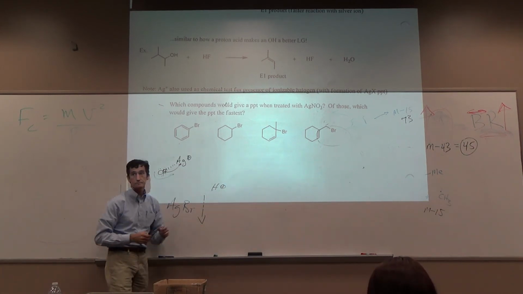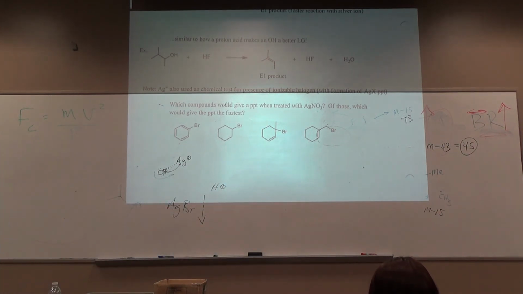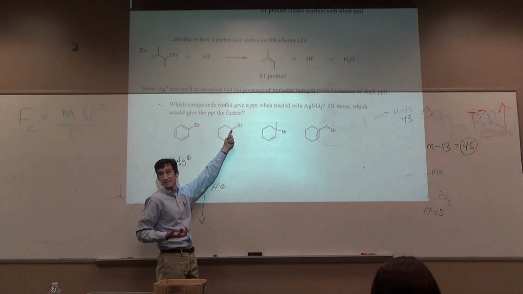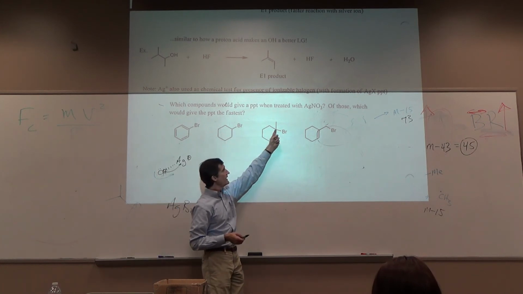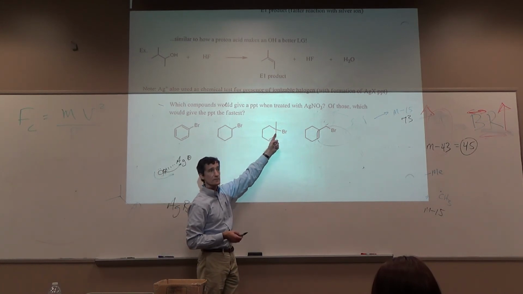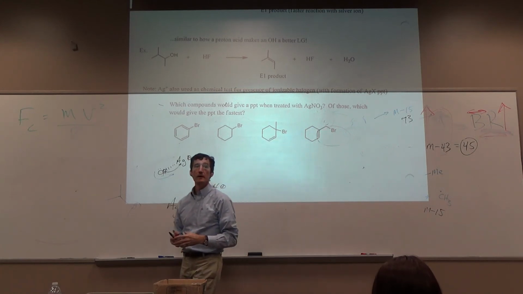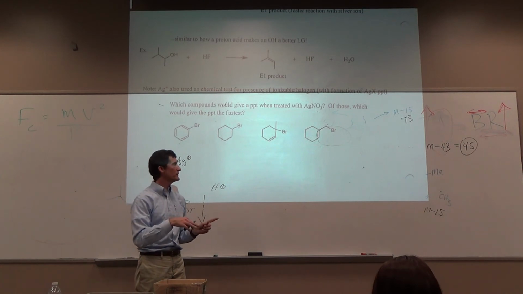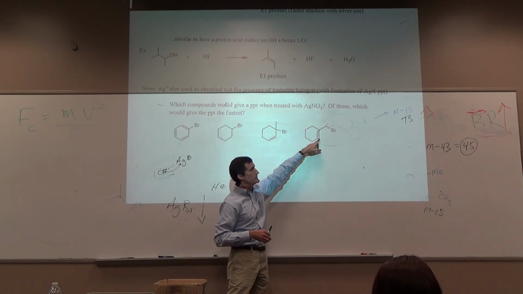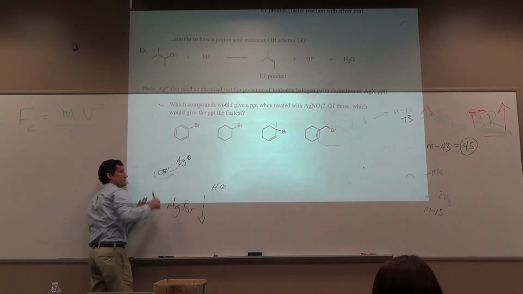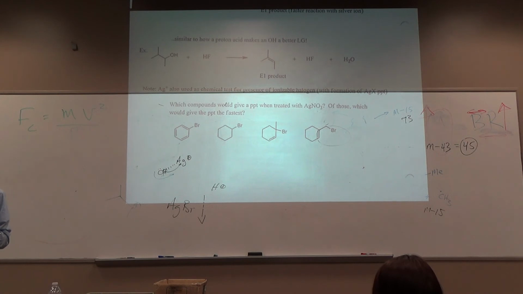Two, three, and four are all halogens on sp3 carbons. If this ionizes, it'd be a secondary cation. Can that happen? Yeah. If that ionizes, it'd be a tertiary cation and resonance stabilized. If that ionizes, it'd be primary, but resonance stabilized, so really secondary-like. All three can ionize. Can this ionize? No, that bromine's on an sp2 carbon. It doesn't ionize there. We're doing tetrahedral chemistry for a reason.